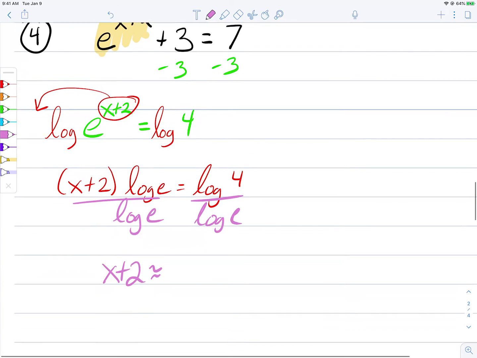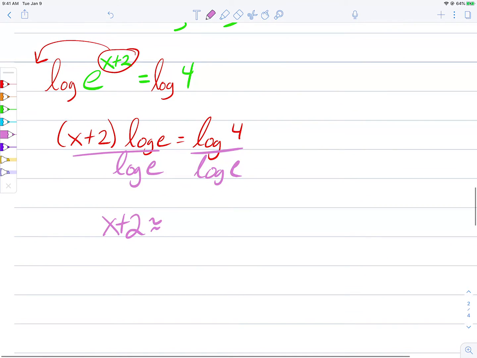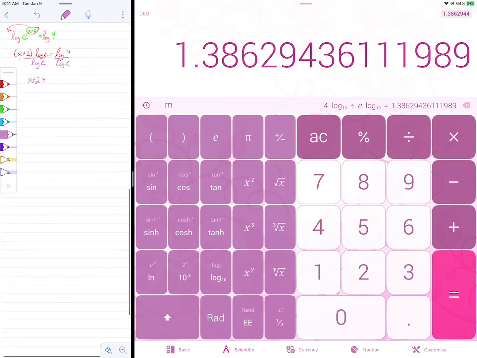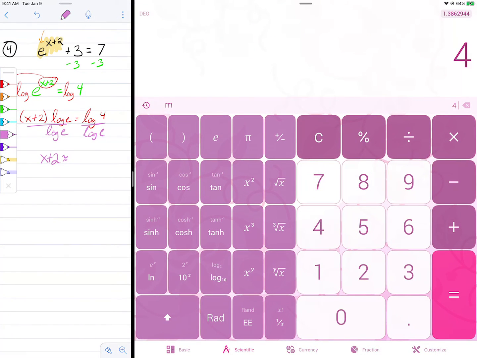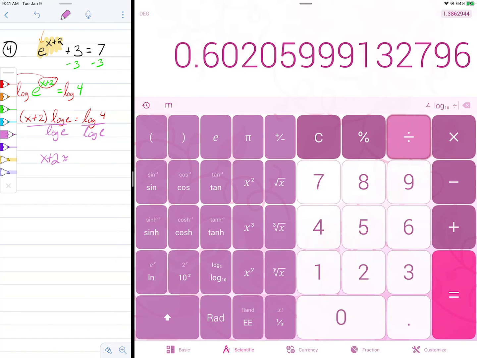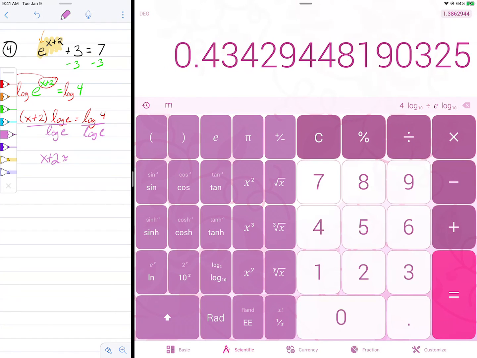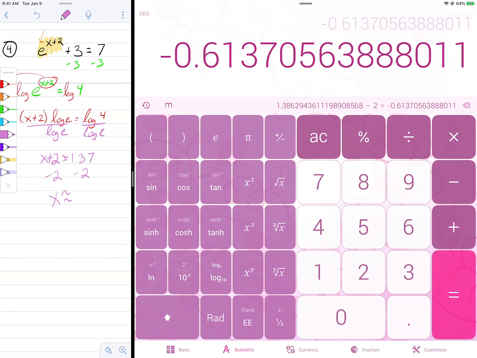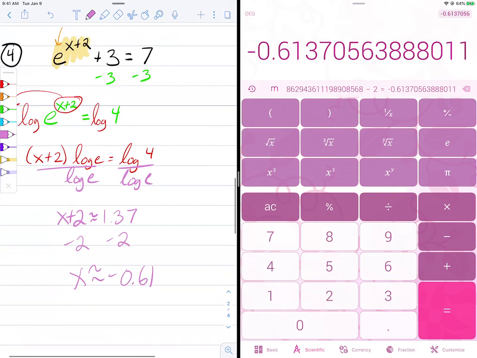I'm going to get x plus 2, and I'm going to put about because I am actually going to approximate this first before I deal with my plus 2. So in my calculator, I'm going to put the log of 4, and I'm going to divide that by the log of e, and I'm going to get about 1.37. Now, leaving that in my calculator, I'm going to subtract 2 from both sides, and I'm going to get about negative 0.61.